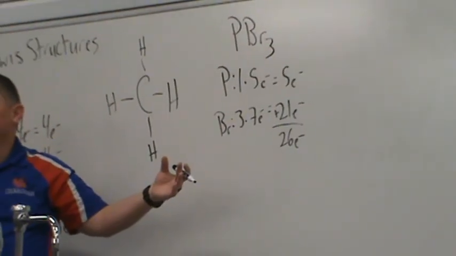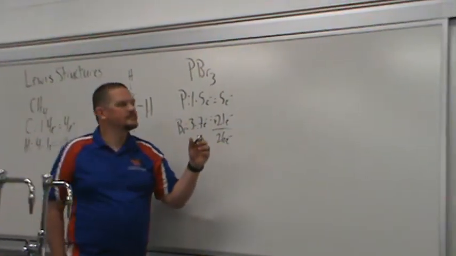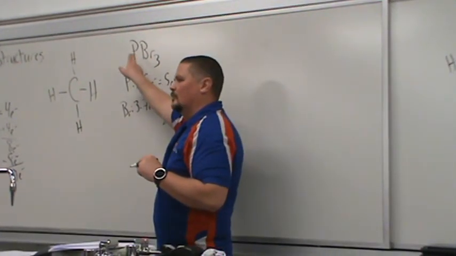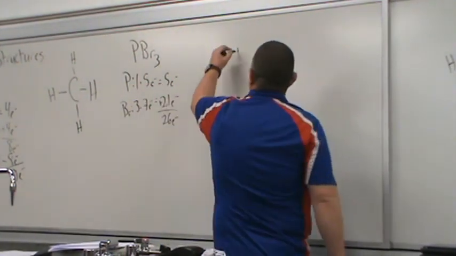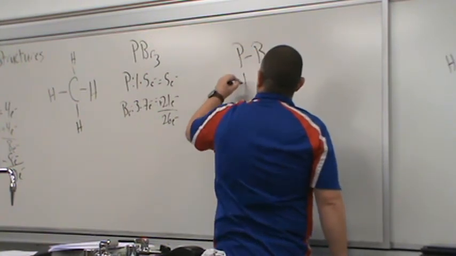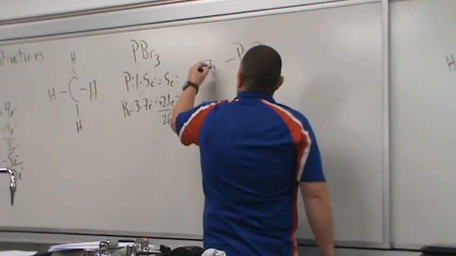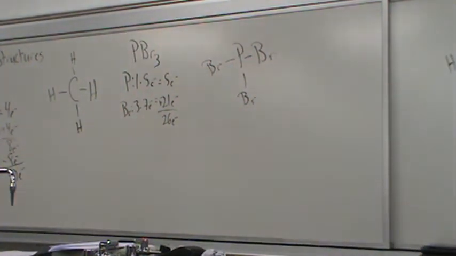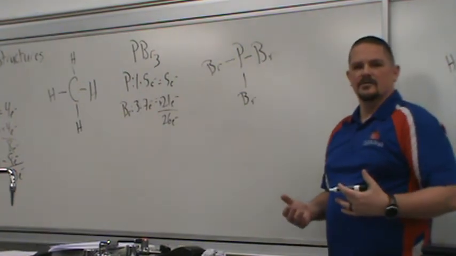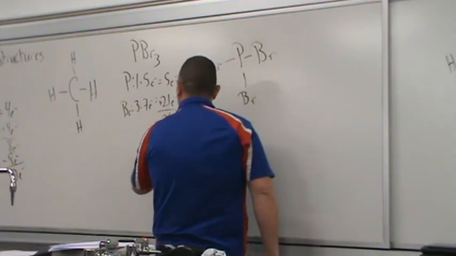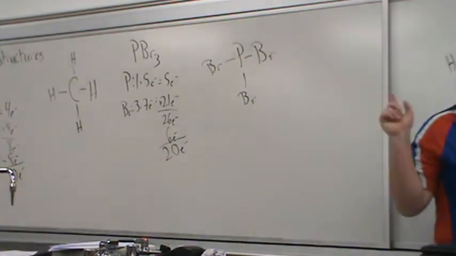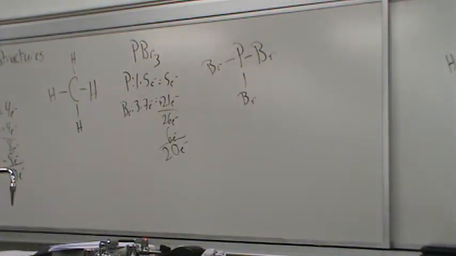Okay, what's going to be our central atom? It should be phosphorus, because we only have one phosphorus. And we drew a single bond from phosphorus to each of the bromines, right? Okay. So how many electrons have we used up so far from our cache? 6. So that means we have 20 electrons remaining, right?